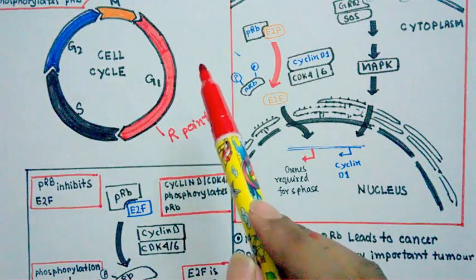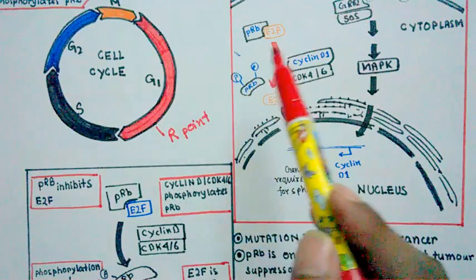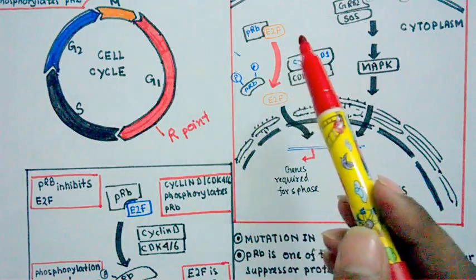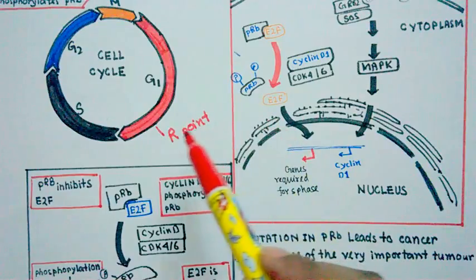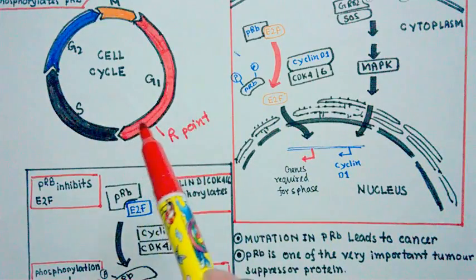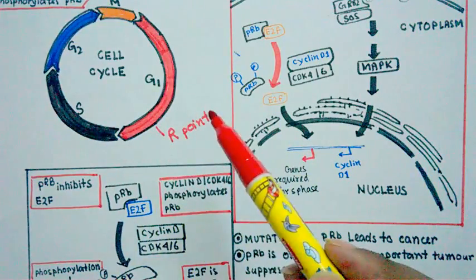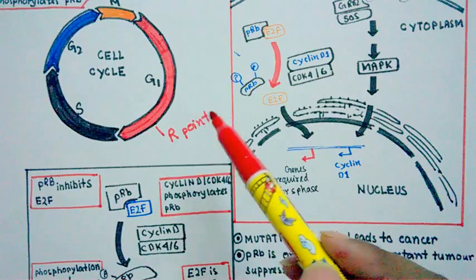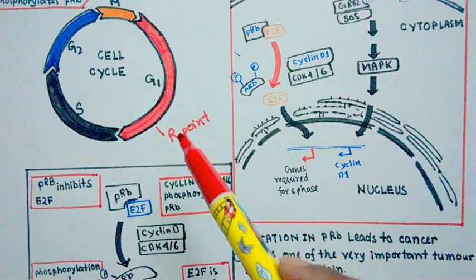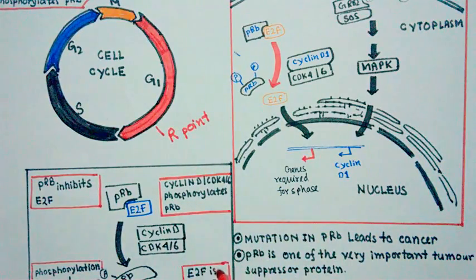So pRB does not inhibit E2F in the cancer cells. So cancer cells divide and divide in an uncontrolled manner, and thus they proliferate in an uncontrolled manner. That is why pRB is very important.